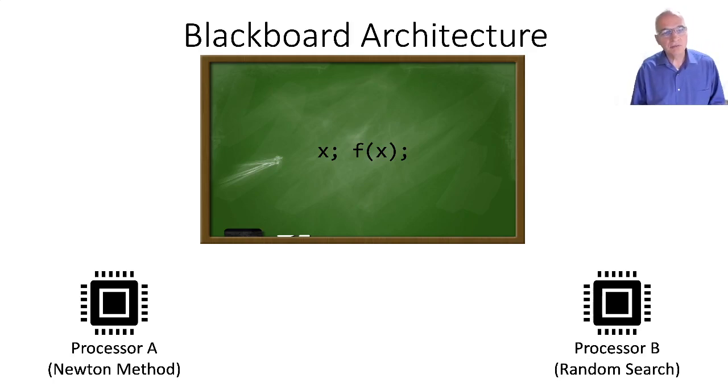And the other processor B will be a random search algorithm. A random search algorithm consists in simply randomly selecting a point in the x axis and evaluating the function at that point and comparing with the current minimum. If the new point is better than the current minimum, then it just replaces its current minimum. So the processor B has a local minimum that it's tracking as it's doing this random search. From time to time, both processors will stop processing and will check the blackboard.